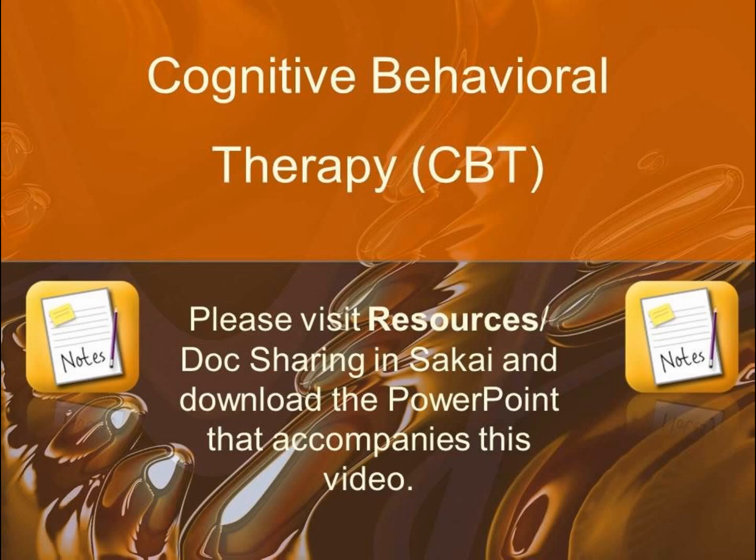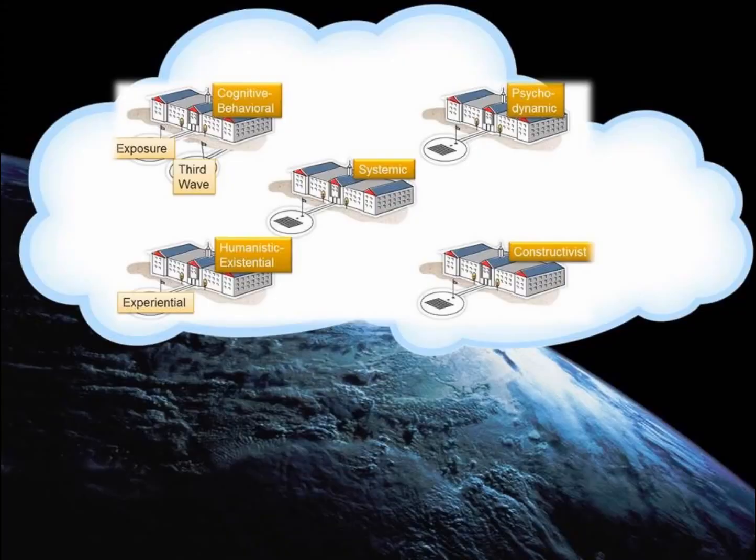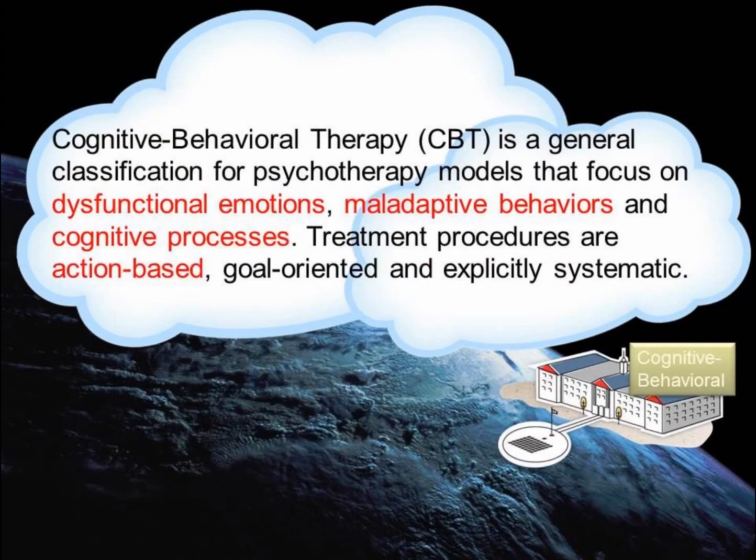Now, as we discussed in the first class, this is a global perspective of the psychotherapy models we'll be covering in the theories class. Our focus today is on cognitive behavioral therapy, which can be defined as a general classification for psychotherapy models that focus on dysfunctional emotions, maladaptive behaviors, and cognitive processes. Treatment procedures are action-based, goal-oriented, and explicitly systematic.